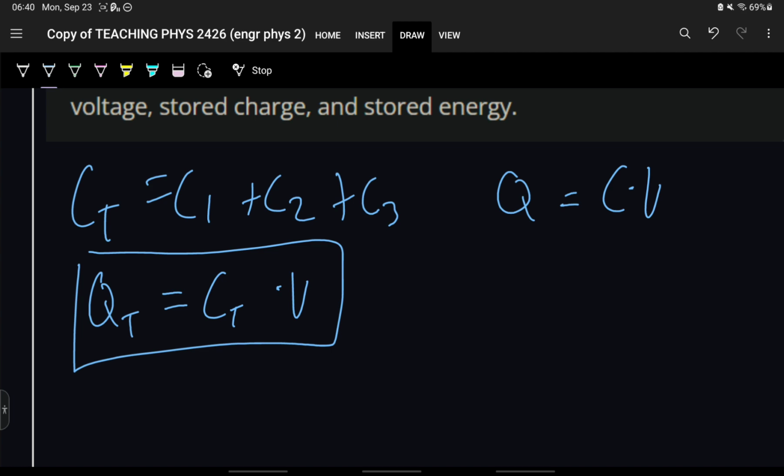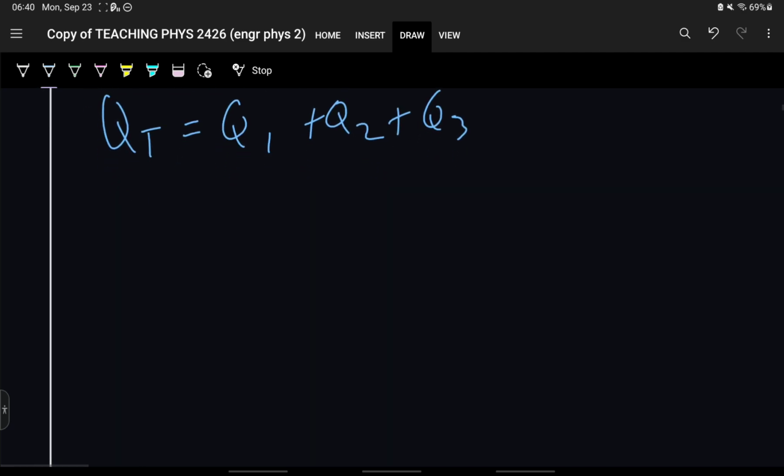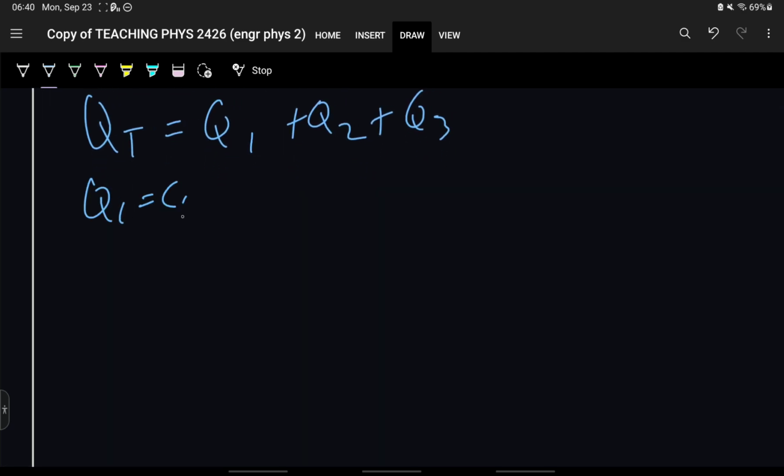So now we have to think about the total charge calculations. The total charge Q sub t in the circuit is the sum of the charges stored in the individual capacitors. So Q sub t is equal to Q1 plus Q2 plus Q3. And using the charge formula for each capacitor, Q1 is equal to C1 times V, Q2 is equal to C2 times V, and Q3 is equal to C3 times V.